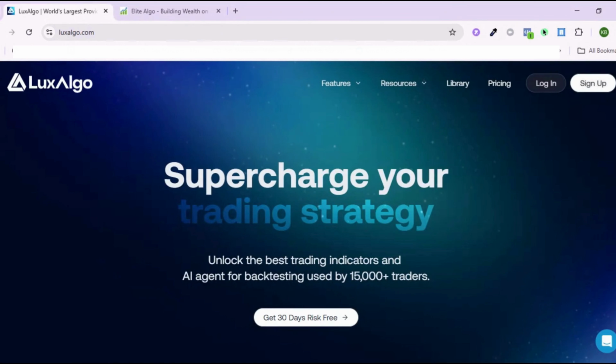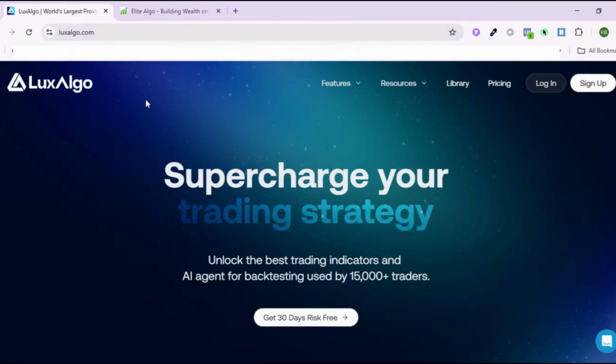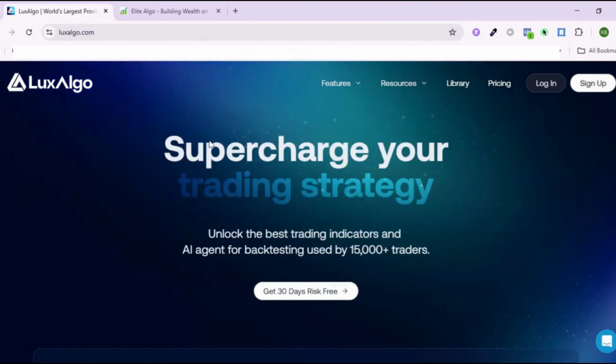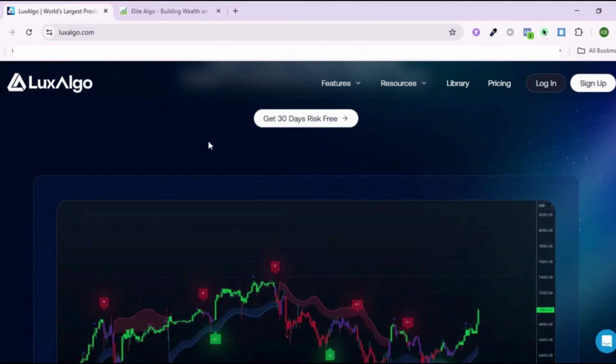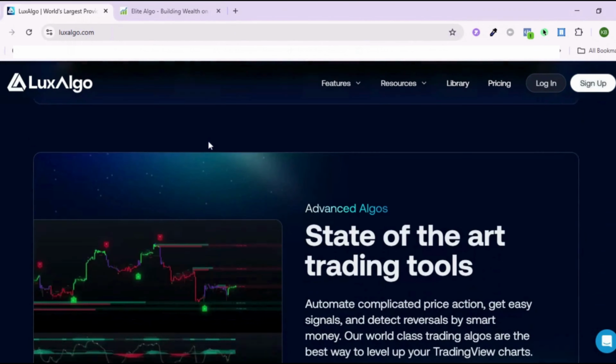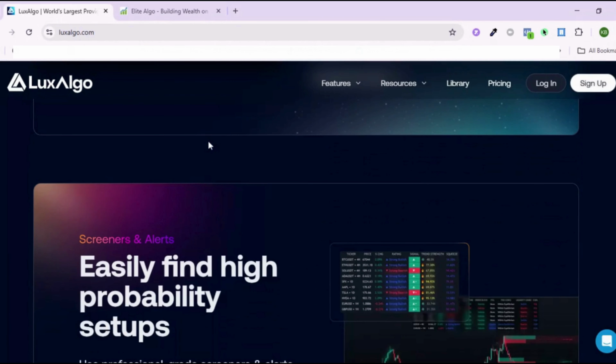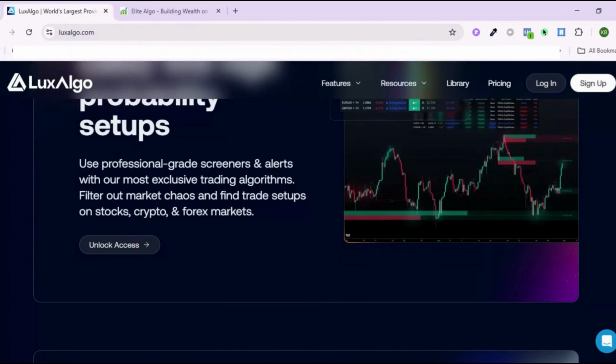Let's talk about two trading tools, Lux Algo versus Elite Algo. Both plug into TradingView, but they approach trading very differently. Lux Algo is like the toolkit for traders who love deep analysis. You get customizable overlays, trend confirmation filters, support and resistance zones, AI-powered backtesting, and even multiple time frame analysis. It's powerful, but it takes time to really master.